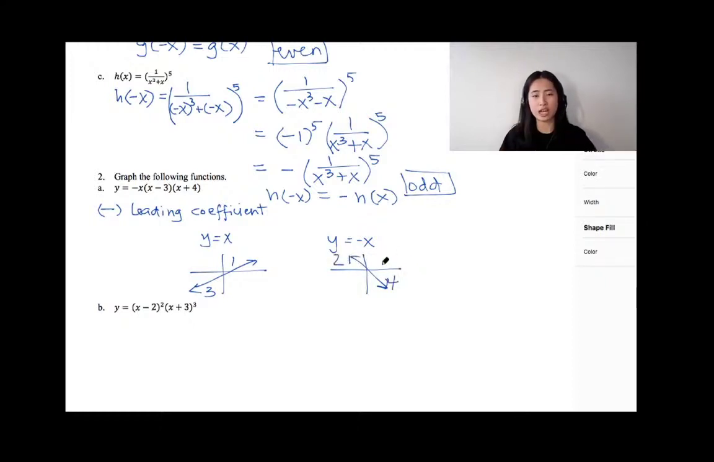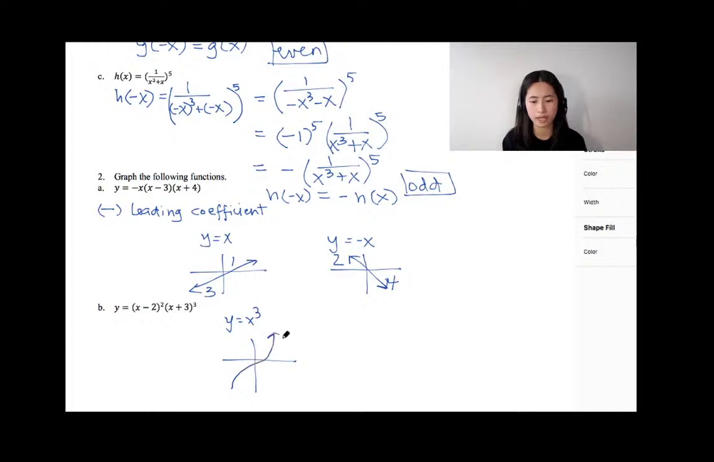So the negative leading coefficient or the positive leading coefficient would determine whether your function is passing quadrant 1 and 3, if it's, let's say, y is equal to x, versus quadrant 2 and 4 when it's a negative leading coefficient. Same thing really applies for example, y is equal to x cubed, right? Which is what we know is an odd function, right?